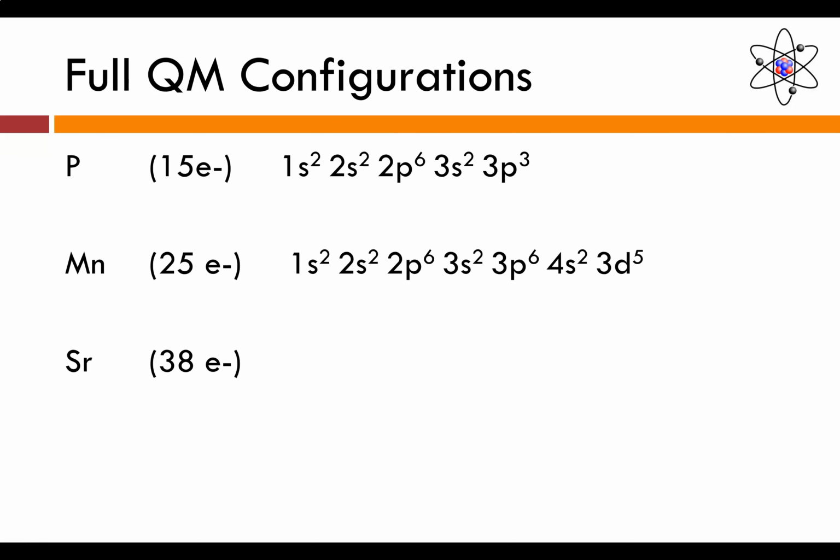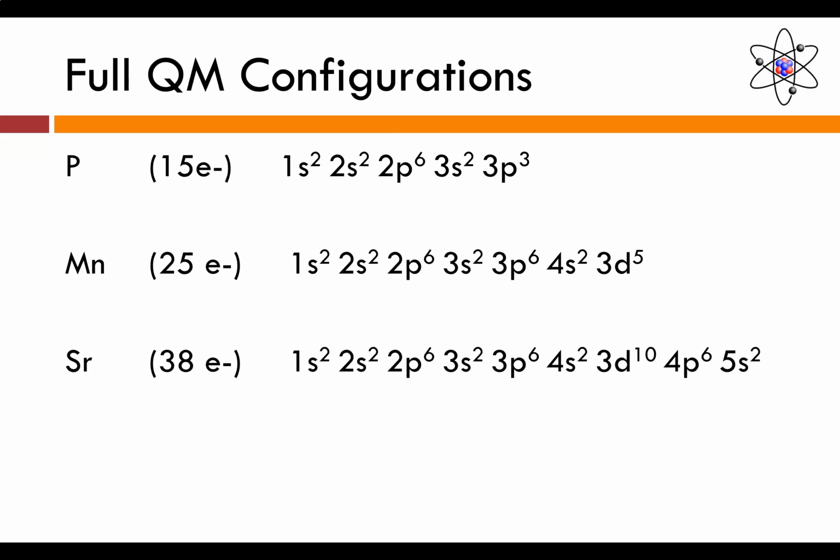All right. Hopefully we're 2 for 2. Strontium with 38 electrons to contend with. 1s2, 2s2, 2p6, 3s2, 3p6, 4s2, 3d10, 4p6, 5s2. More often than not, you can usually just check the last couple of energy level, sublevel, and number of electrons. And if those agree, there's a high likelihood everything else is in agreement as well.